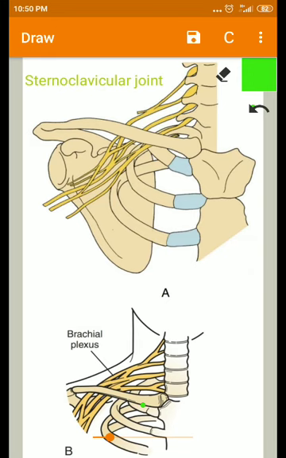Dear students, welcome back. Now we are going to discuss the components of the shoulder complex. In that, we are going to discuss the sternoclavicular joint. This sternoclavicular joint serves as the only structural attachment of the shoulder complex and upper extremity to the axial skeleton. And this sternoclavicular joint is a plain synovial joint.